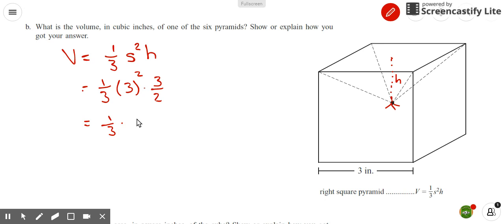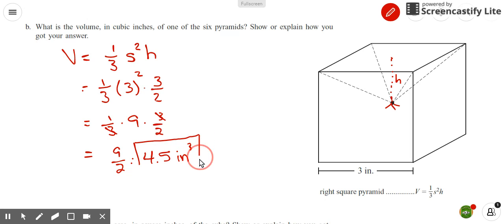So I have 1/3 times 9 times 3/2. I can cross cancel those common factors of 3. Multiply, I get 9/2. Or if you prefer, 4.5. And it's volume, so it's cubic inches.